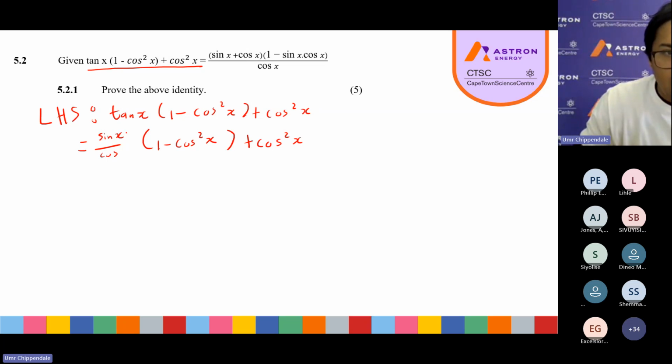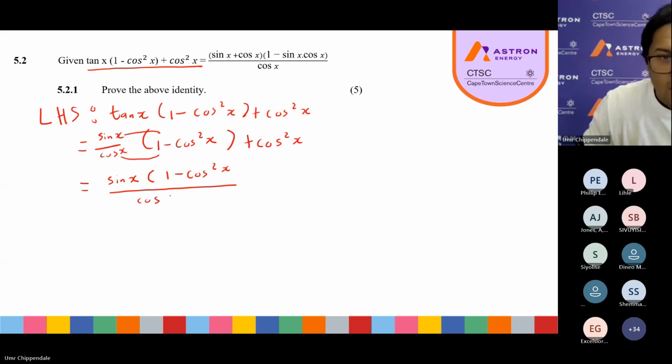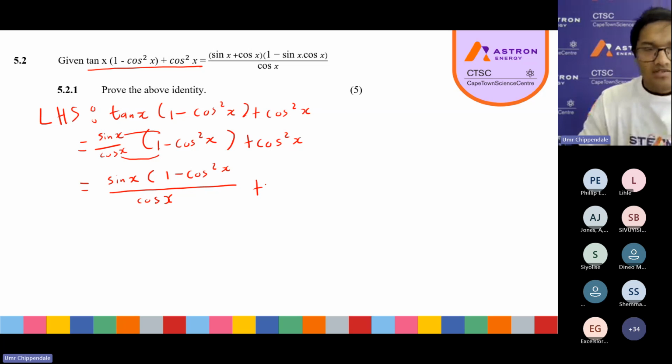Now, these can be multiplied with each other. So this top section can be multiplied here, and the bottom section can be multiplied with that. So that means we can write it out now as sine x, and then in brackets, that will be 1 minus our cos squared x, and all of that is divided by cos of x, and that's plus cos squared x.